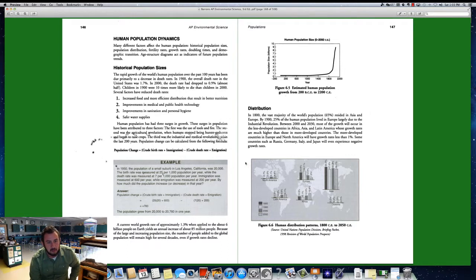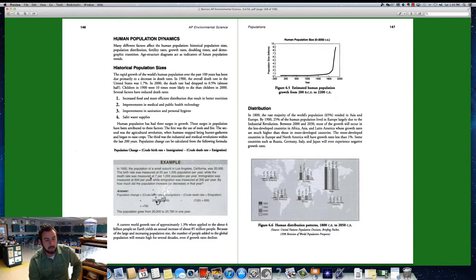Good equation to know. They might give you an example like this: in 1950, the population of a small suburb in Los Angeles, California was 20,000. The birth rate was measured at 25 per 1,000 per year, while the death rate was measured at 7 per 1,000 population per year. Immigration was measured at 600 per year, while emigration was measured at 200 per year. By how much did this increase? Now, you've got 25 per 1,000, but you've got 20,000, so that's where you get the 20 from right there.